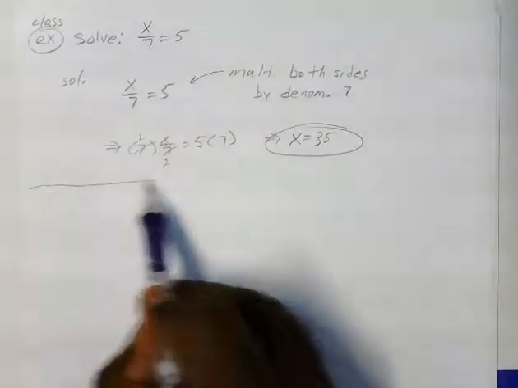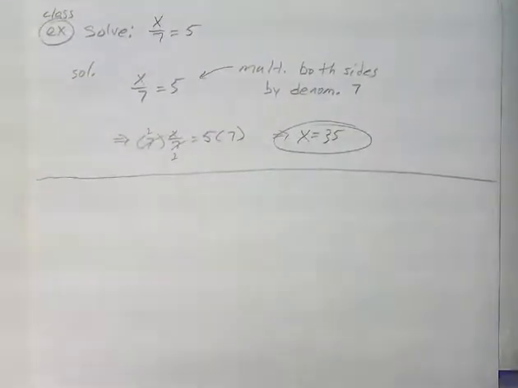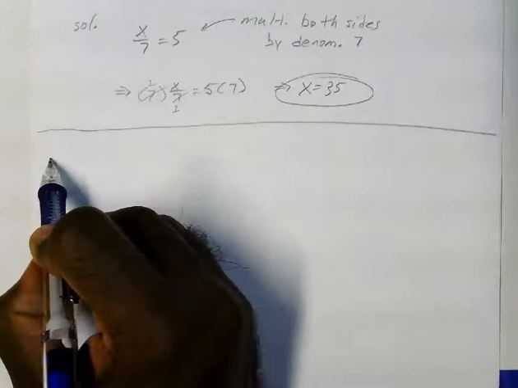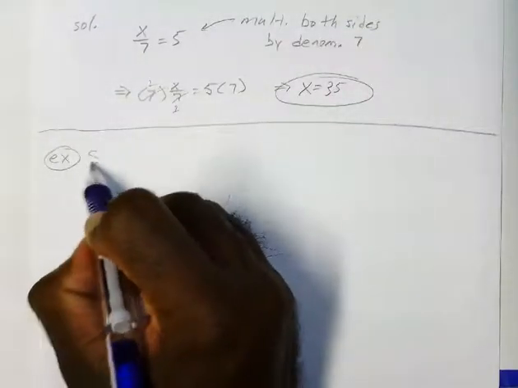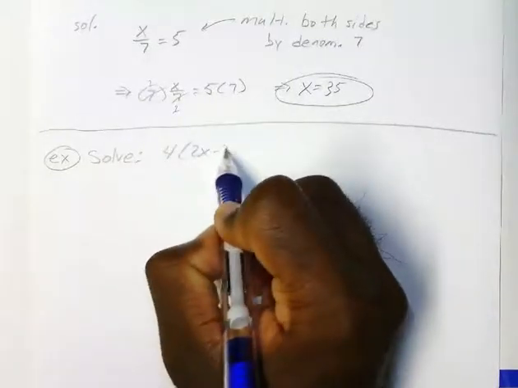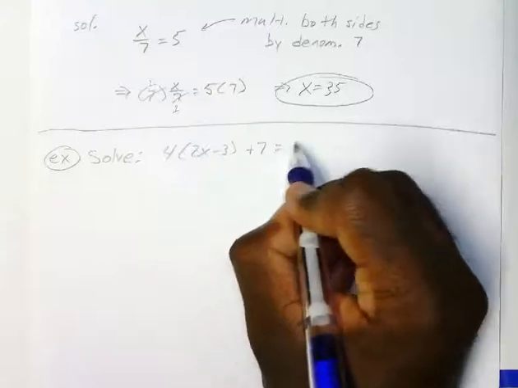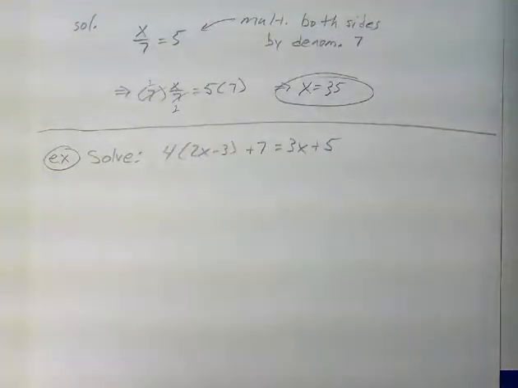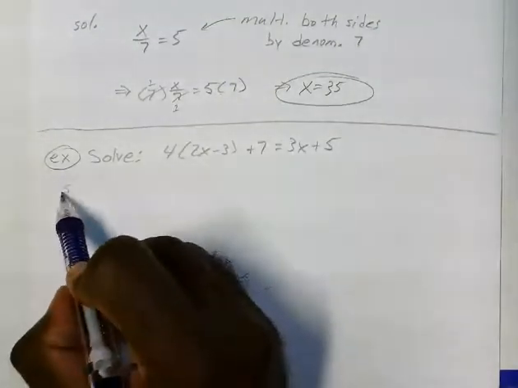Okay, so we're going to do one more example. We're going to move that up a little bit. So what if we want to solve 4 times (2x minus 3) plus 7 equals 3x plus 5? If you remember back in the addition subtraction properties video, we had steps whenever you had a linear equation with parentheses. So we're going to go ahead and follow those steps.